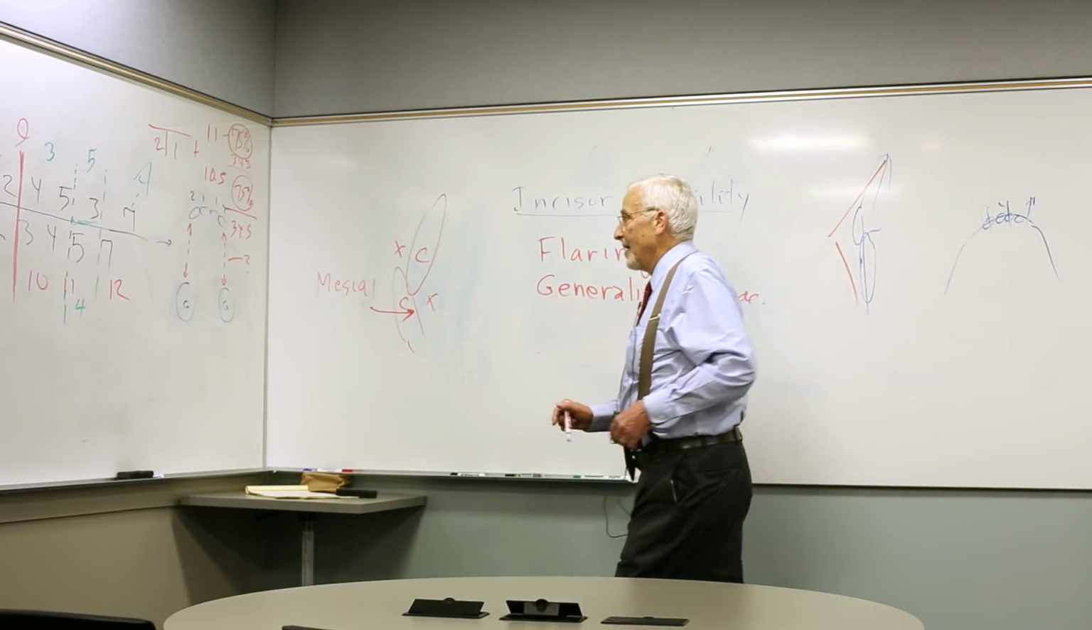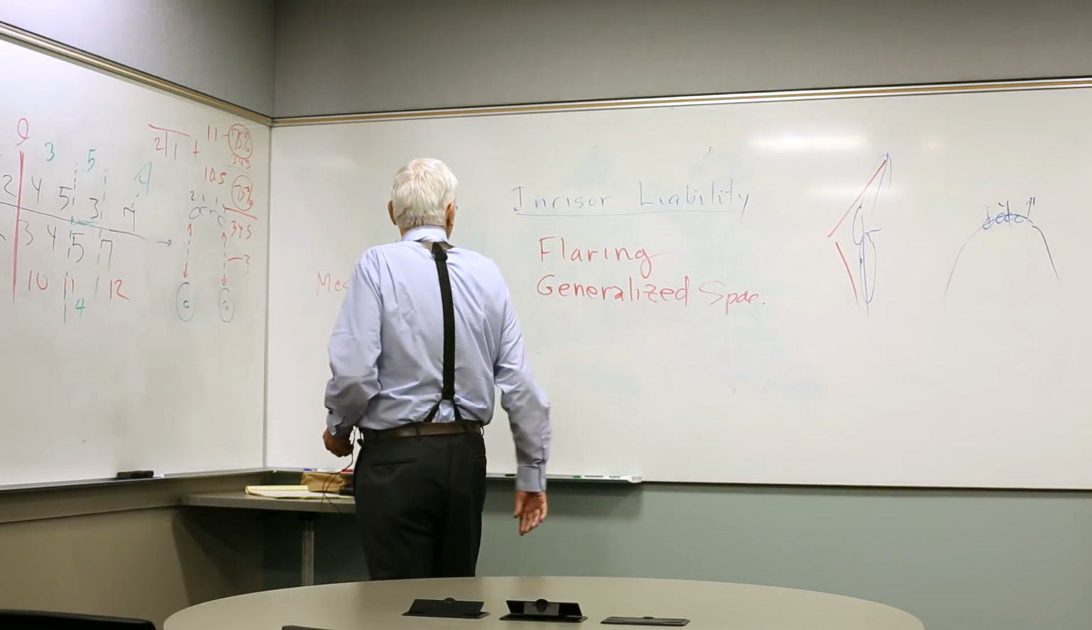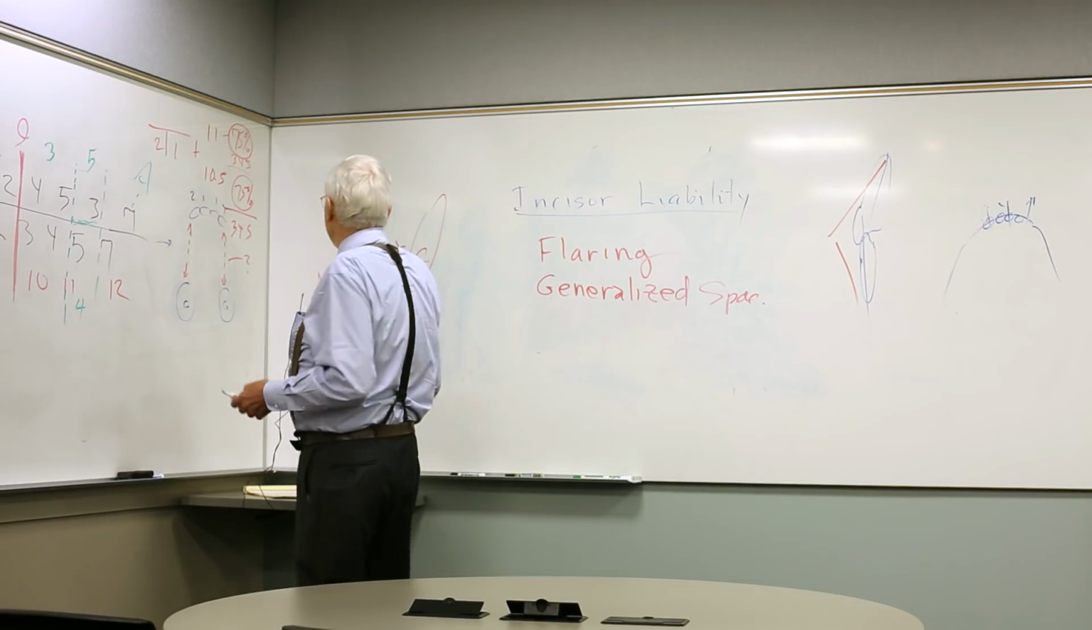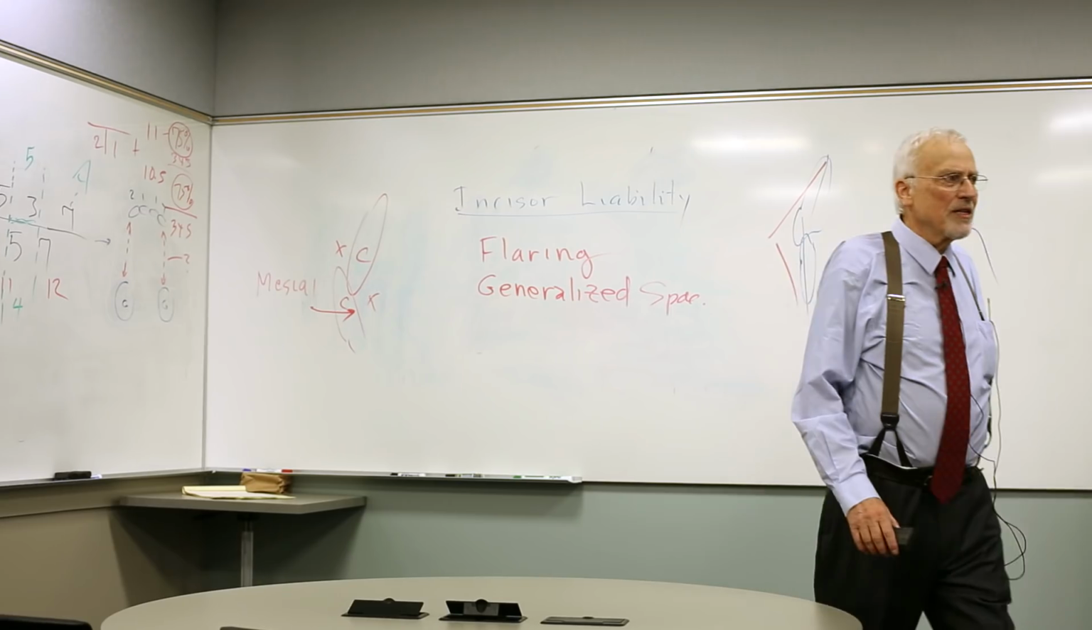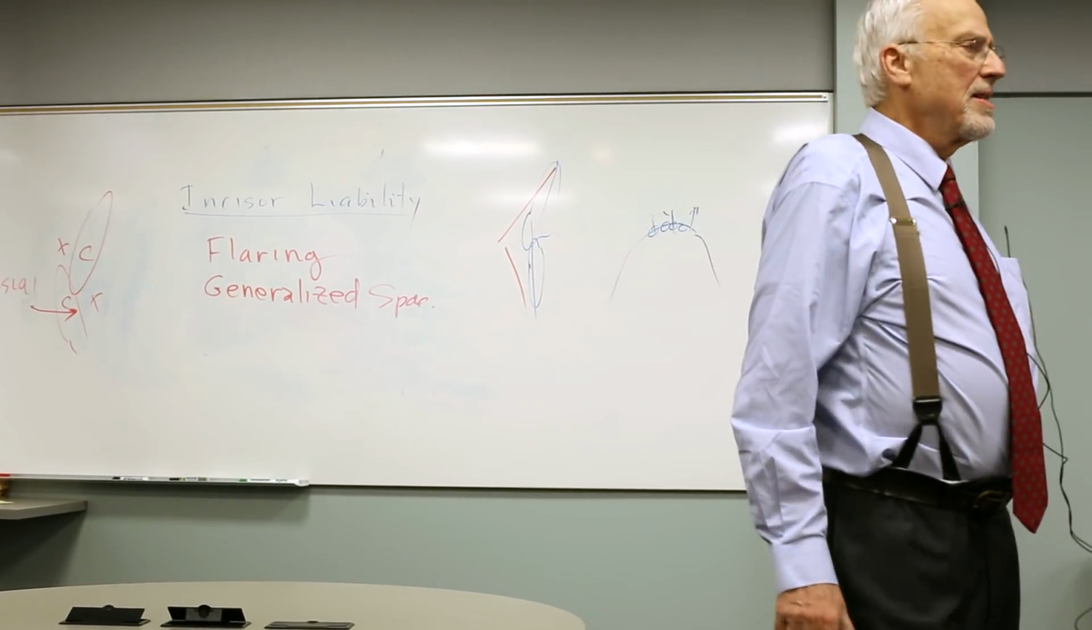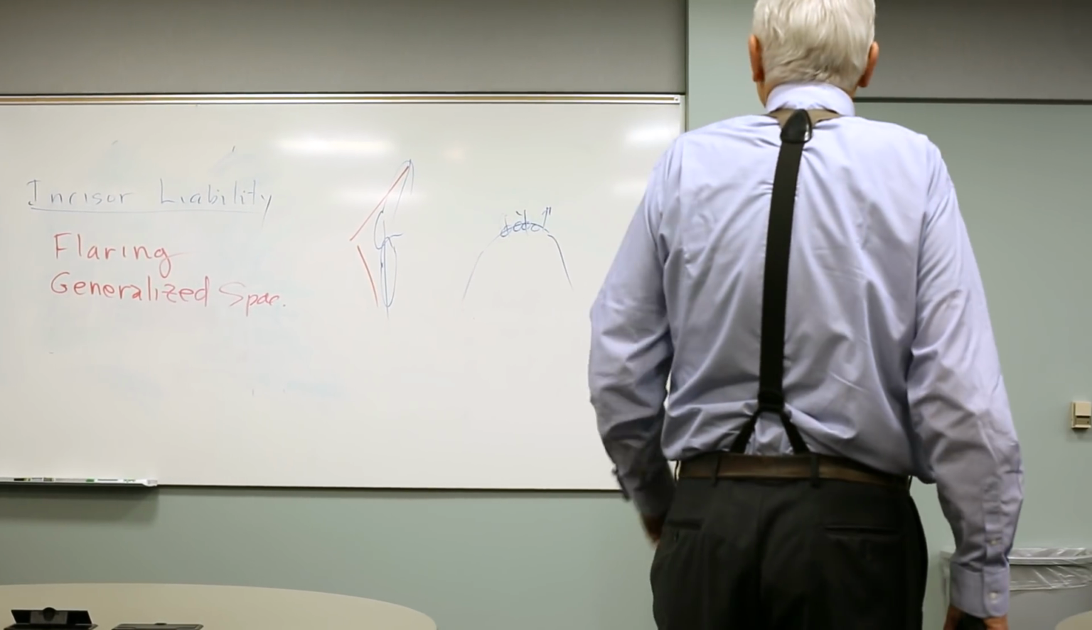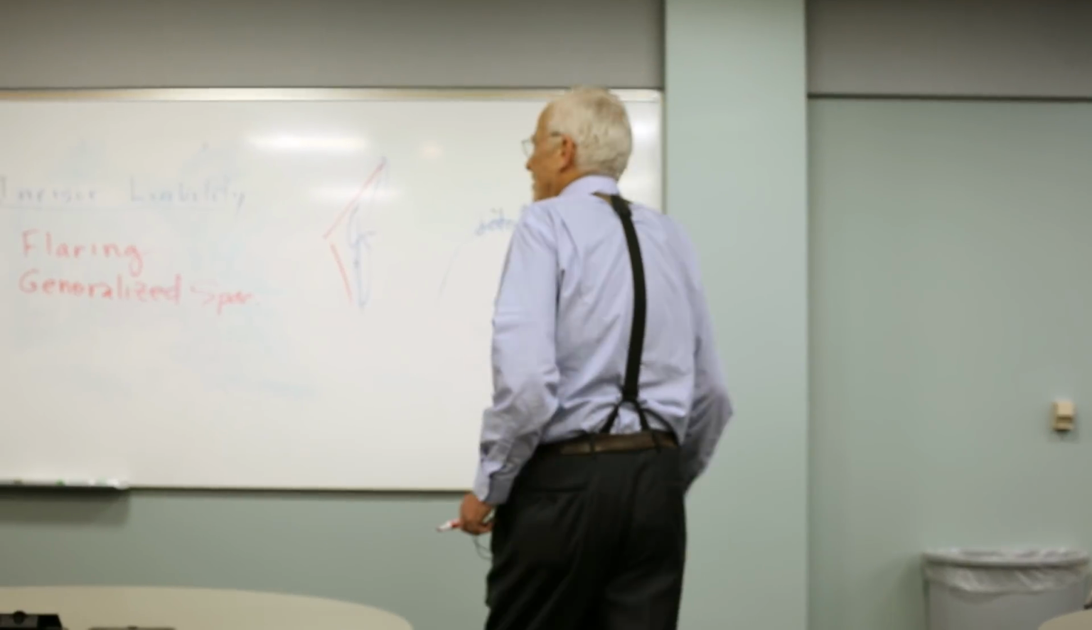So anyway, we've got that. We know how the incisor liability is going to be taken care of. Flaring using the primate space, specifically the generalized spacing, specifically the primate space.